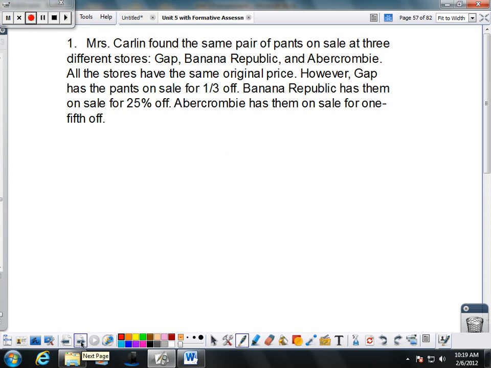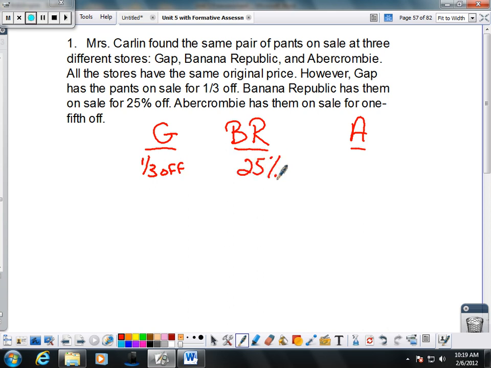This one you might remember from our review. Mrs. Carlin found the same pair of pants on sale at 3 different stores: Gap, Banana Republic, and Abercrombie. Mr. Lowe never shops at any of those stores, in case you were wondering. All the stores have the same original price. However, Gap has pants on sale for 1/3 off. Banana Republic has them on sale for 25% off. And Abercrombie has them on sale for 1/5 off.